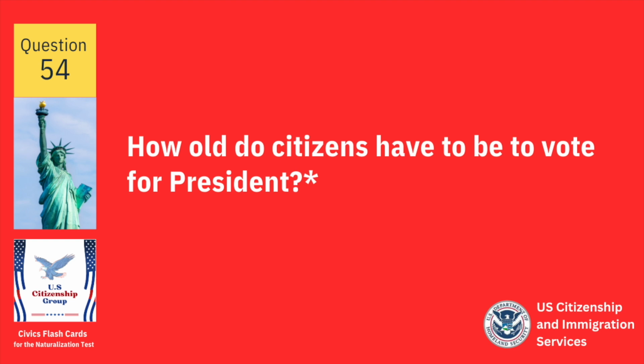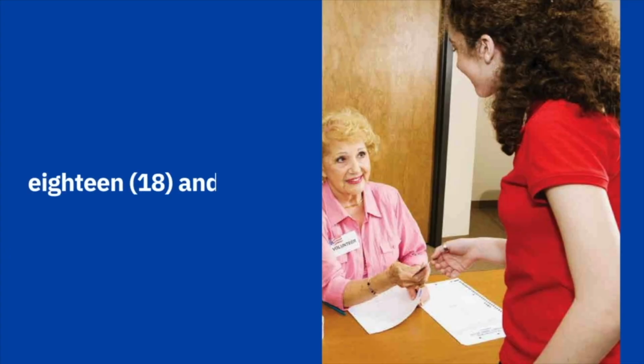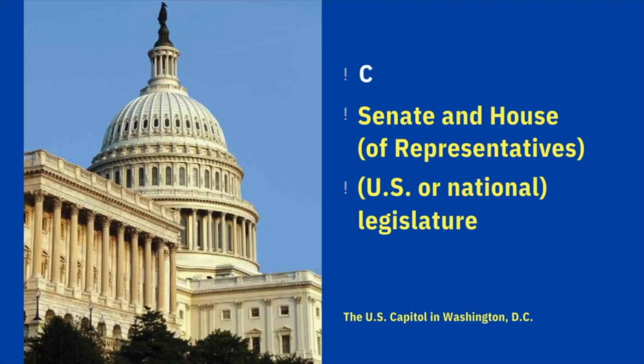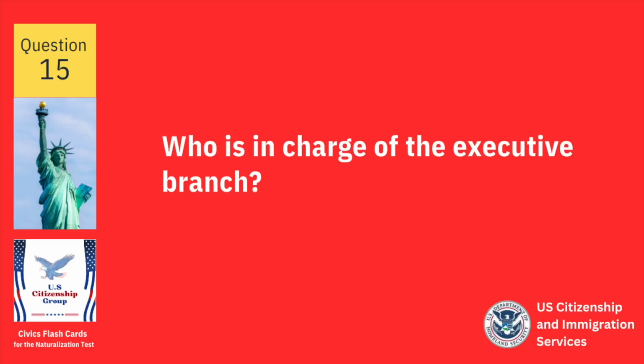How old do citizens have to be to vote for president? 18 and older. Who makes federal laws? Congress. Who is in charge of the executive branch? The President.